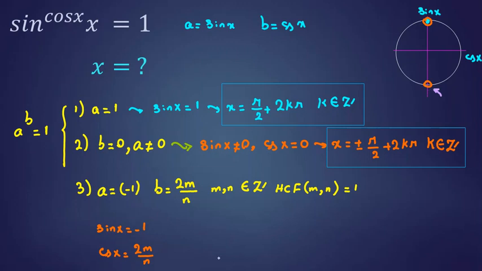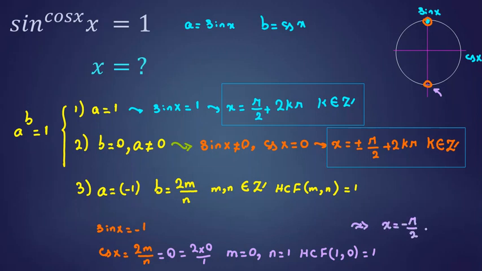At this point, sine x is -1. Cos x will be what here? 0. And 0 is 2 times 0 over 1. HCF of m and n: here m is 0, n is 1. And as you can see, HCF of 1 and 0 is 1. They are relatively prime. Now in this case, again, we find something that we've calculated before: x equal to negative pi over 2 plus 2k pi, and k is an integer. Okay, so we can draw a rectangle around this again.